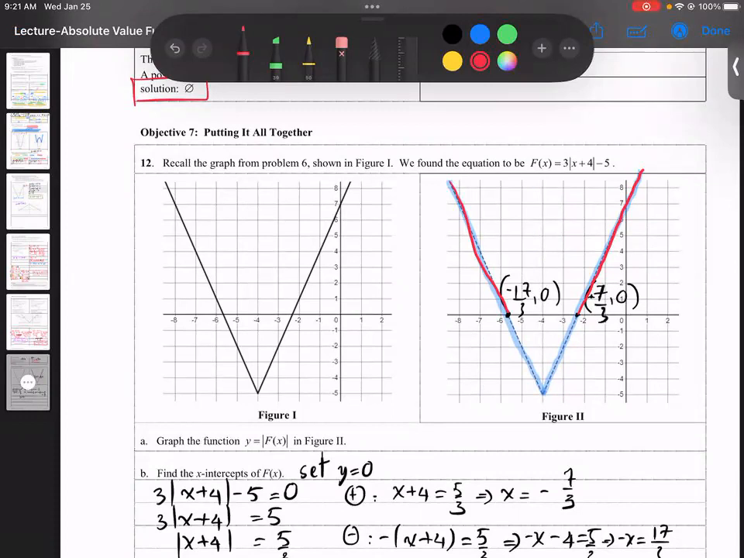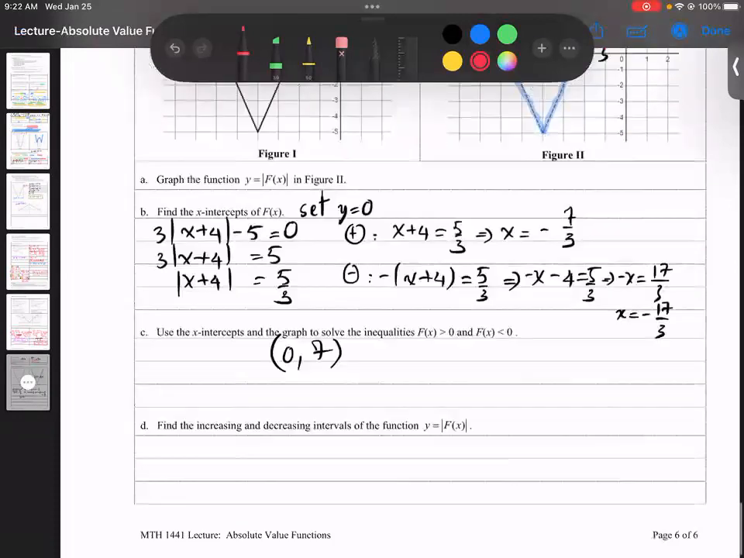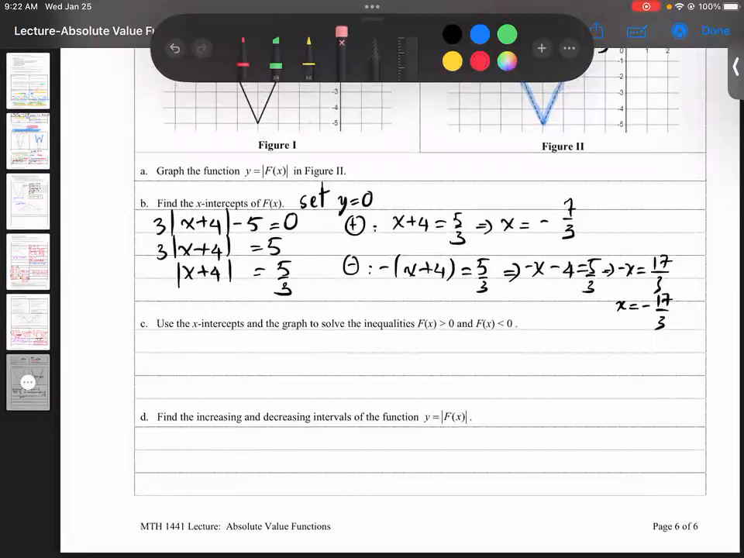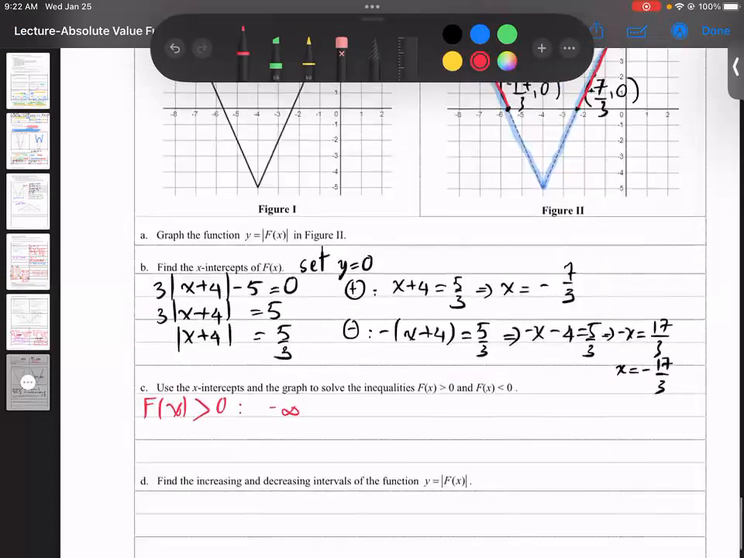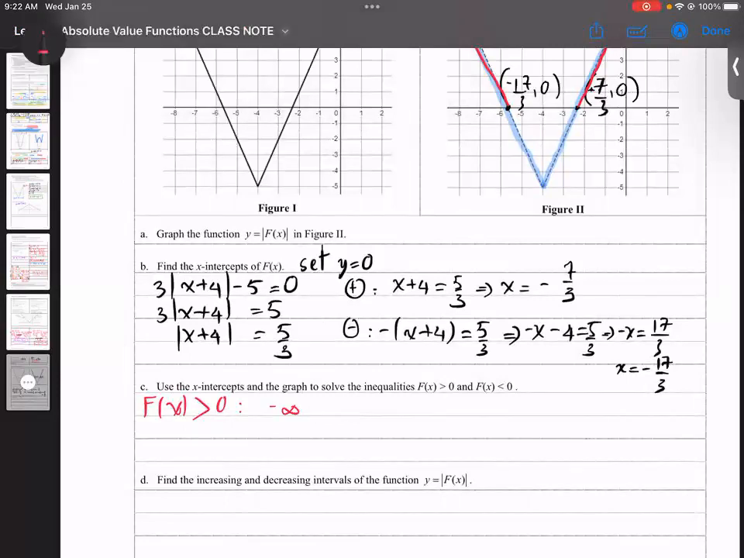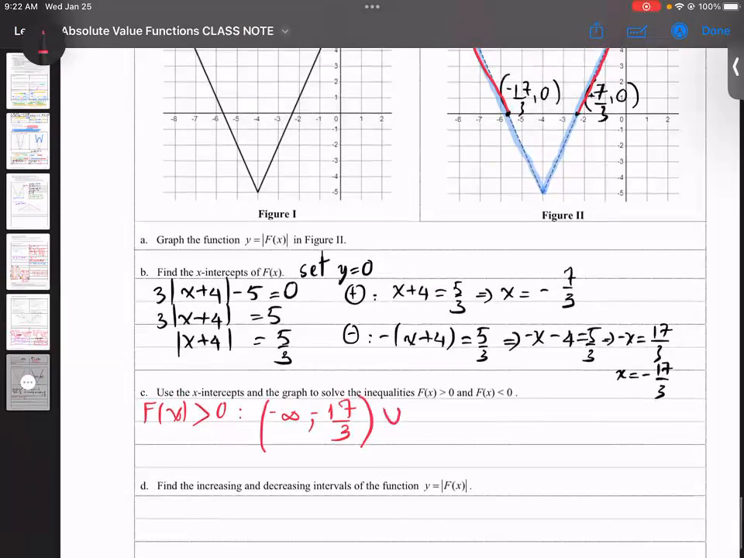Let me write that down. So here, f of x is positive. I see from negative infinity to negative 17/3. Always use parentheses when you're talking about positive, negative intervals, or increasing, decreasing. Union, and then it skipped, and then from negative 17/3 to negative 7/3, that's when it's below the x-axis, right? So that is negative.